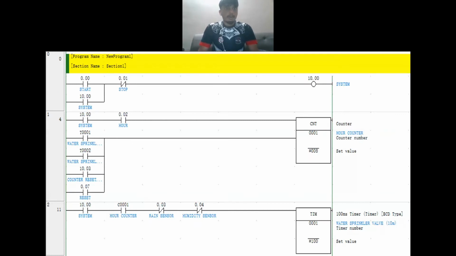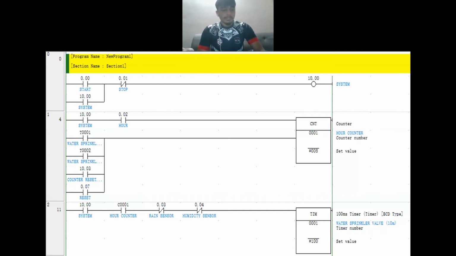Okay, we'll start with how our system works. We have 4 conditions for our project. The first is there's no rain and the soil is dry, which means the rain sensor is in zero state and the soil is dry, also zero state. The second condition is there's rain and the soil is dry, where the rain will be in one condition and the soil dry in zero condition, which is for the humidity sensor and the rain sensor.